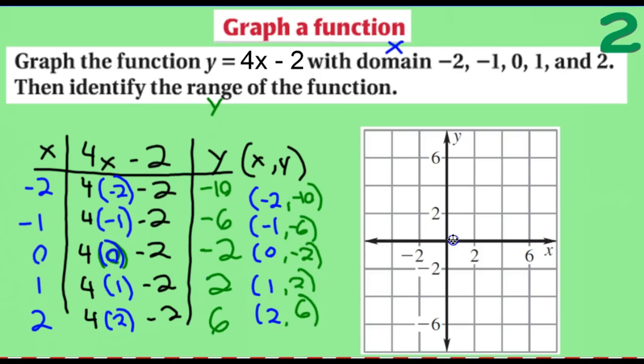So if we graph that, we got to first go to -2. This is going down by 2, so -2, -4, -6, -8. -10 doesn't fit on our graph, so let's start with the next one. -1, -2, -3, 4, -6. That's our first point. 0, -2 is our second point. 1, 2 is our third point. And 2, 6 is our fourth point.